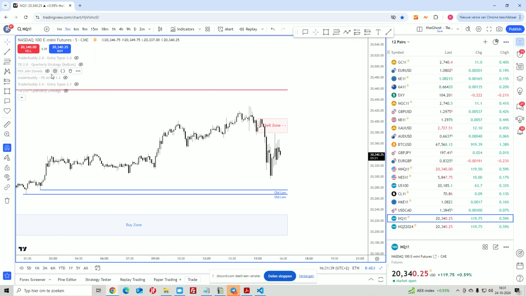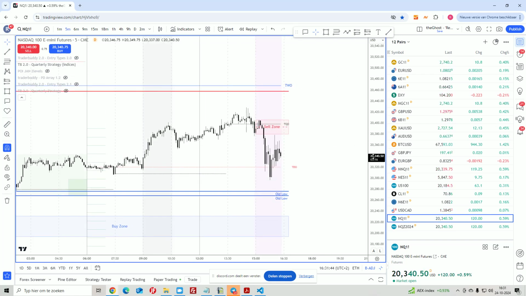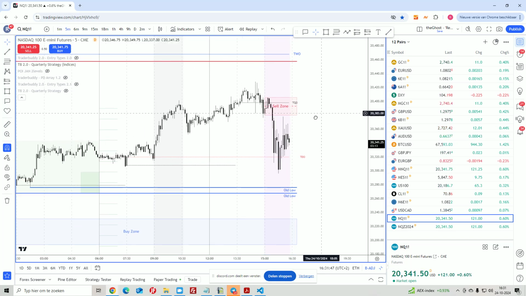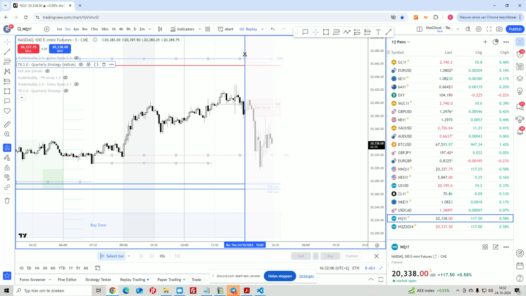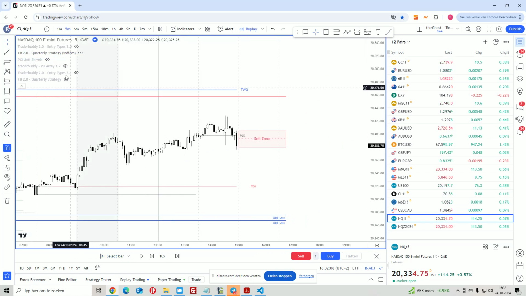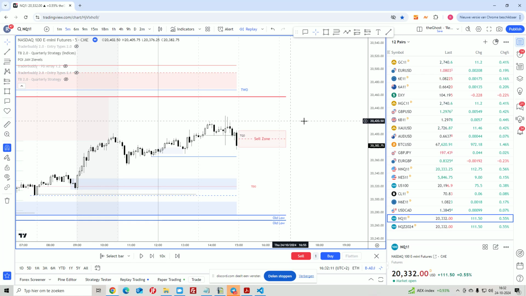And now we go to the indicator for the indices, the quarterly, because we have a strategy formed around the quarterly, which states that at this time, 1500 Berlin time, which is the equivalent to, I believe, 9 AM Eastern Standard Time. So let's go there with the replay button. And now we can see if we put on Jan's indicator. Okay, what are our zones? Well, we have an unmitigated old low here.